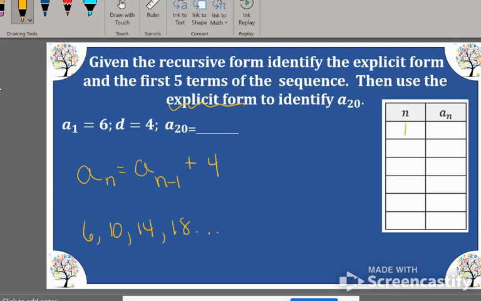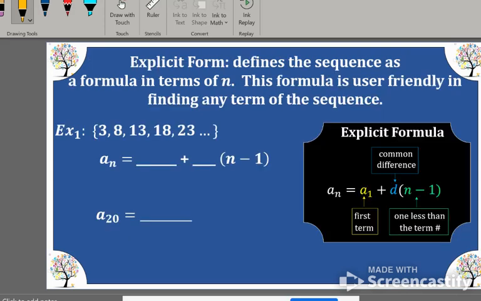So my first term was 6, my second term would be 10, my third term is 14 because we're just adding 4 each time. And we're going to stop there. Now let's talk about the explicit form. Explicit simply means clear. So the explicit form gives us a clear, user-friendly formula so we can indeed determine that 20th term. So this goes back to our first example, example number 1.